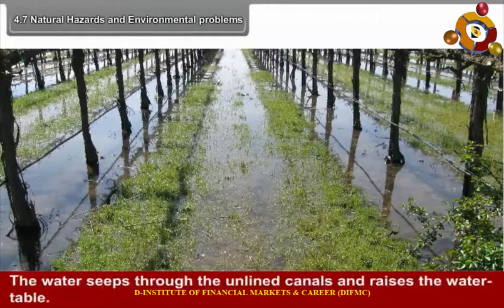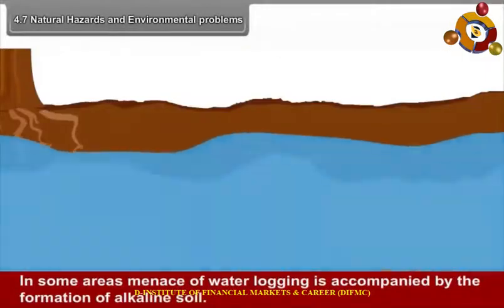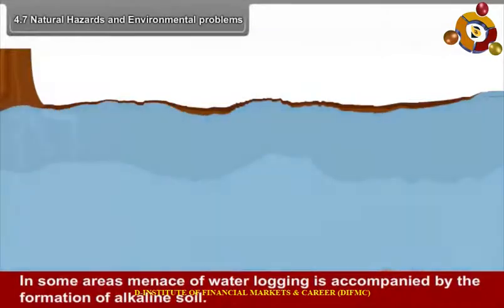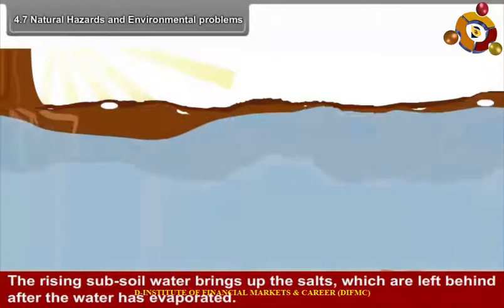The water seeps through the unlined canals and raises the water table. In some areas, menace of waterlogging is accompanied by the formation of alkaline soil. The rising subsoil water brings up the salts which are left behind after the water has evaporated.